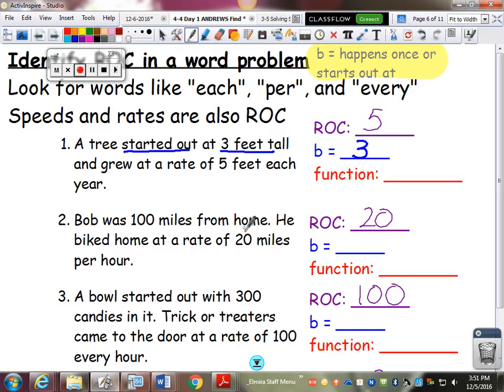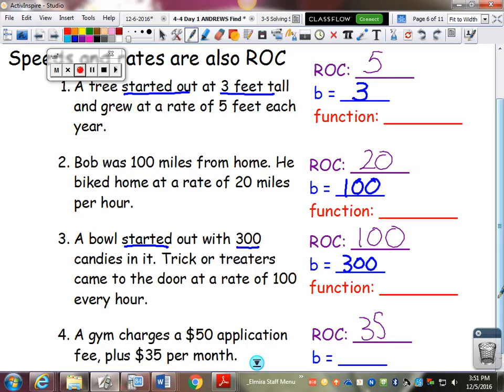Bob was 100 miles from home. It doesn't say the word started, but that's essentially what it means. He's 100 miles from home, and then he starts riding his bike to get home. So 100. A bowl started out with 300 M&Ms in it. Started out 300. And our last one: a gym charges a $50 application fee and $35 a month. Well, an application fee is something you only pay one time. So that means my b is 50.